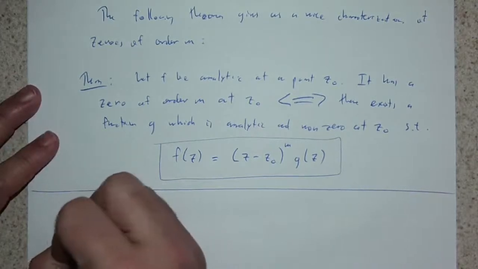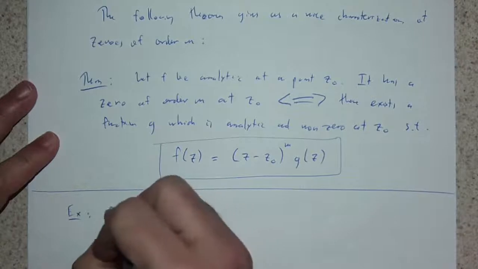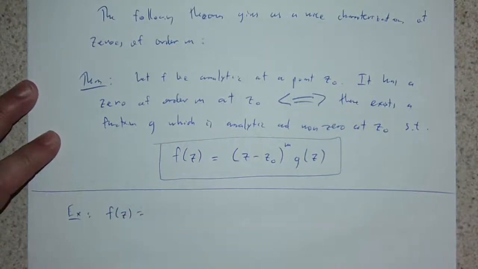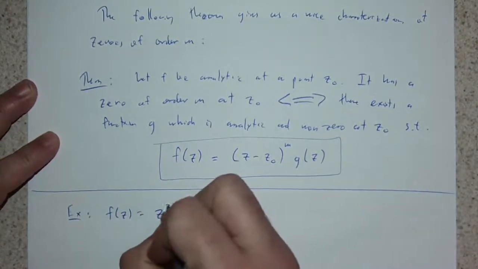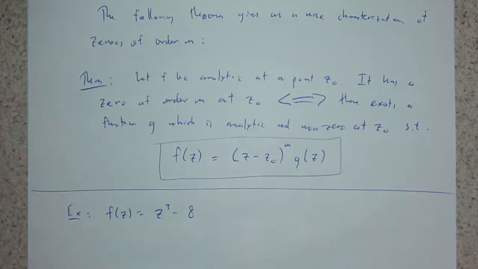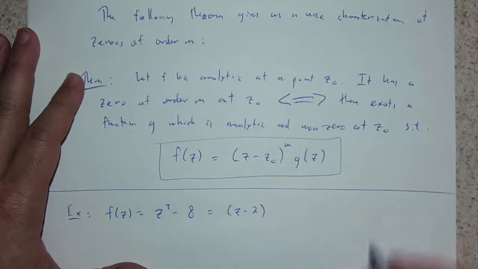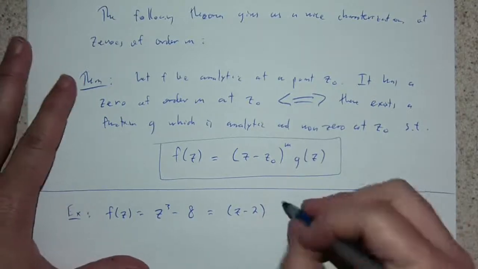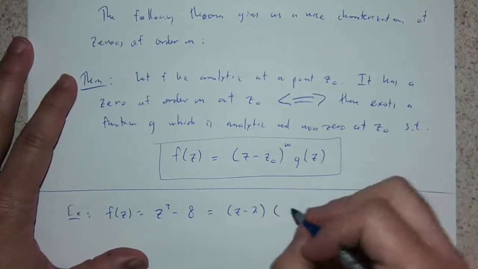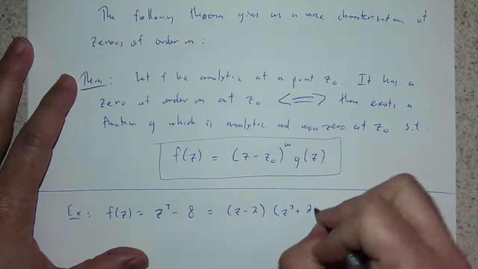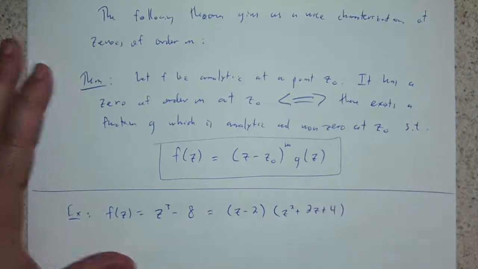Here's an example, again a polynomial example. Let f of z be the cubic z cubed minus 8. I know that this has root z equals 2, for instance, and say that I've already factored out the z minus 2 copy. So this is z minus 2 times z squared plus 2z plus 4.